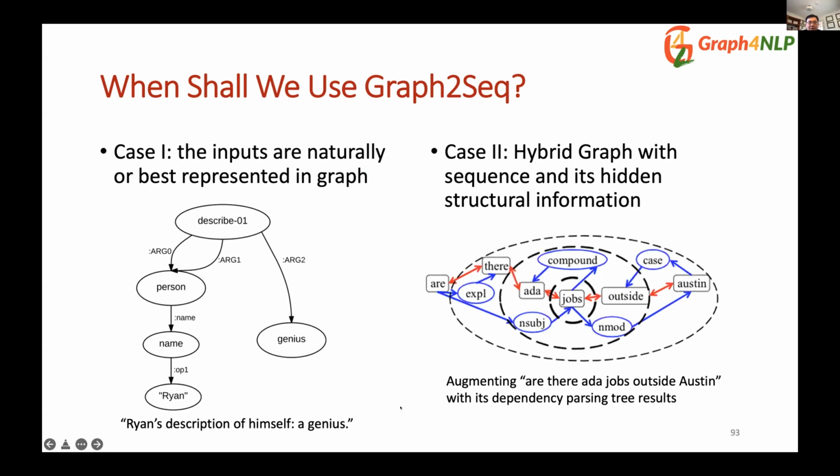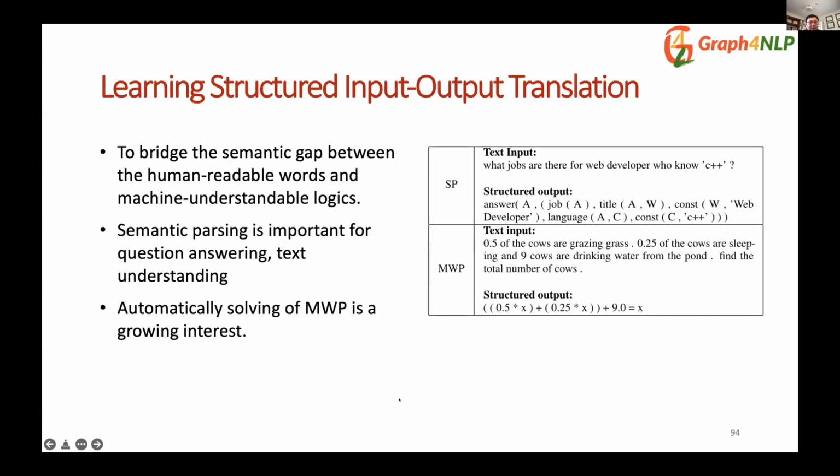The second case, which is probably more common, is that you are given a text input, for example, here is "is there any job outside Austin", and now you can augment that with a dependency parse tree. This type of graph structure we already introduced a lot, so I'm not going to discuss it anymore.